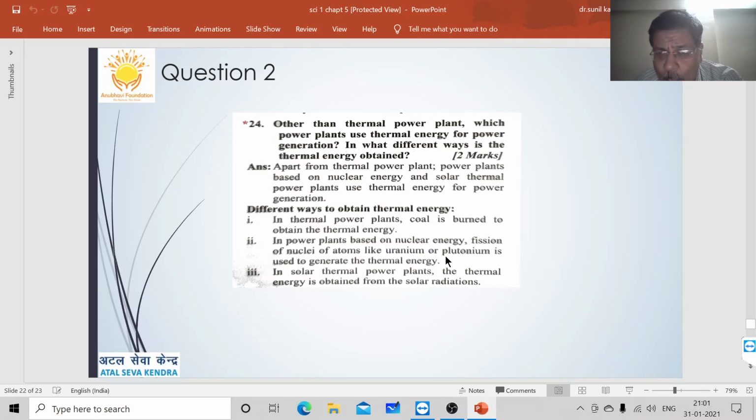Other than thermal power plants, which power plants use thermal energy for power generation? In what different ways is the thermal energy obtained? Apart from thermal plants, power plants based on nuclear energy and solar thermal power plants also use thermal energy. In thermal power plants, coal is burned to obtain thermal energy. In nuclear power plants, we have the fission of nuclei of atoms like uranium or plutonium to generate thermal energy, and in solar thermal power plants the thermal energy is obtained from solar radiation.